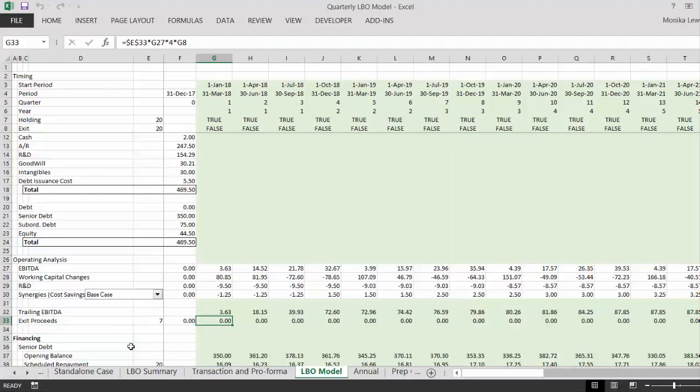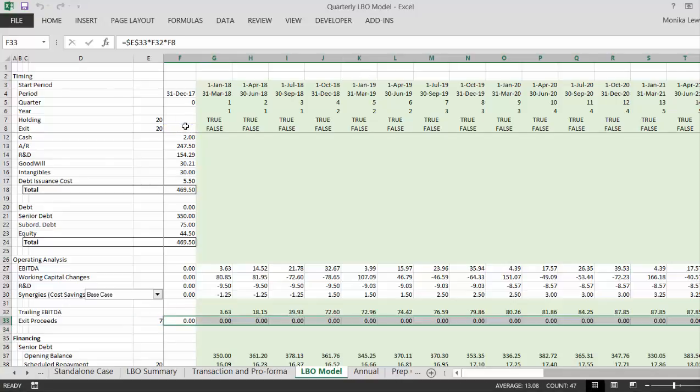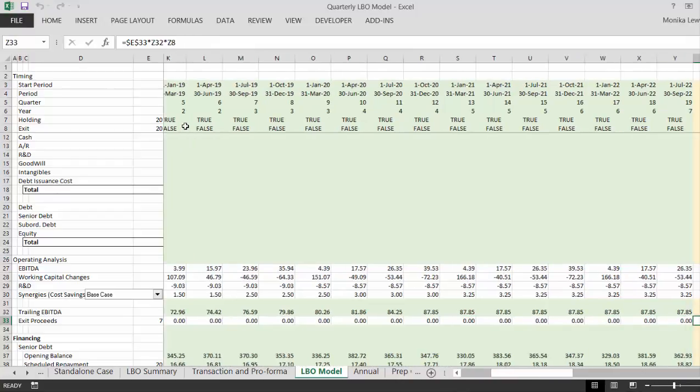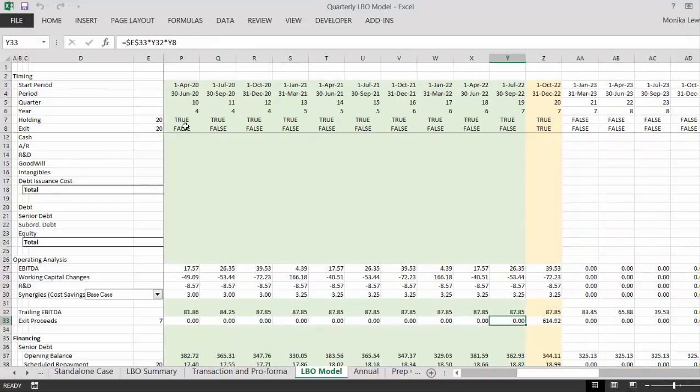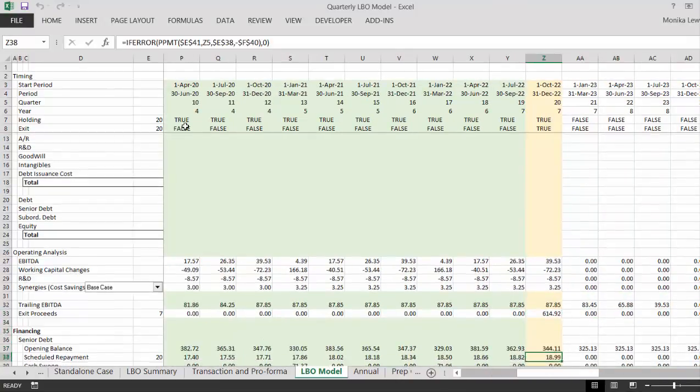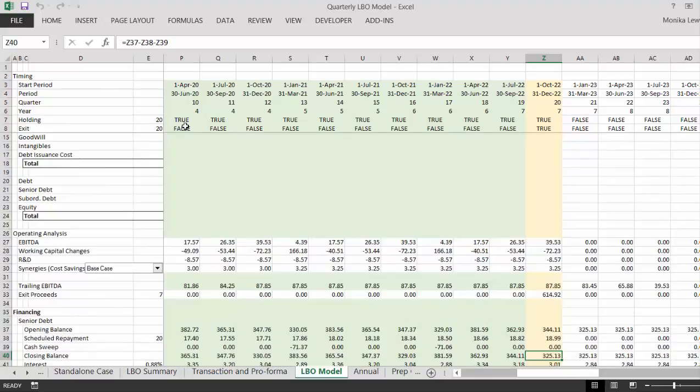And then we can take our exit multiple, press F4, multiply that by the trailing EBITDA, and multiply that by the exit period. I think I did that okay. Okay, so I did that a little badly last time.